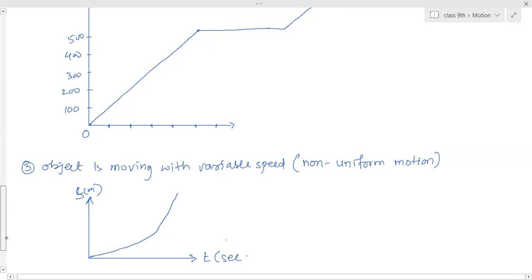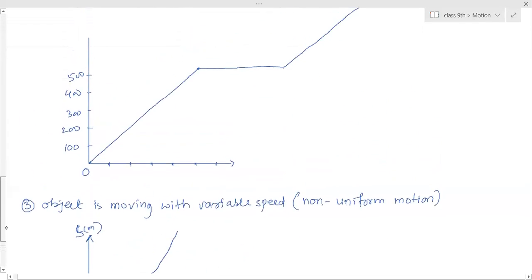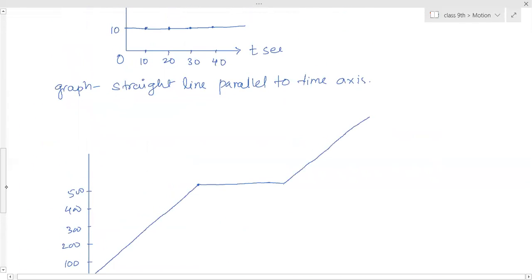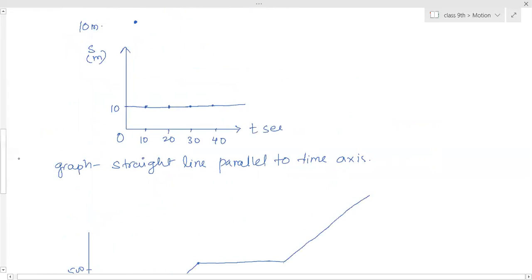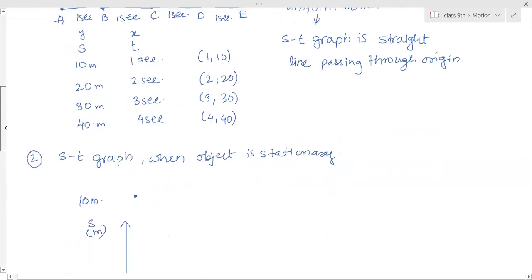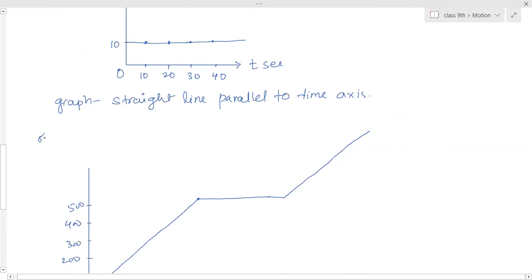Clear? If you try to draw the values I explained last class for non-uniform motion, at that time I gave you values. So if you plot those points on the graph, you will get a parabola. That is a curved path. So in this case you can write: student moving to school, 500 meters from his house.